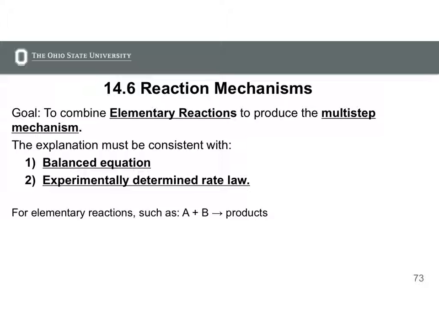Okay, so our goal is to take our elementary reactions, step 1, step 2, step 3, however many, and produce a multi-step mechanism. They need to be consistent with a balanced equation. So when you see the steps of the multi-step mechanism, you're going to find an overall reaction and make sure that it's balanced. And then from the steps, we're going to be able to predict a rate law and then verify that rate law could be possible using an experimentally determined rate law.